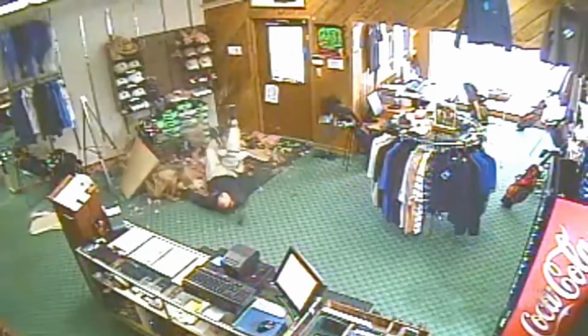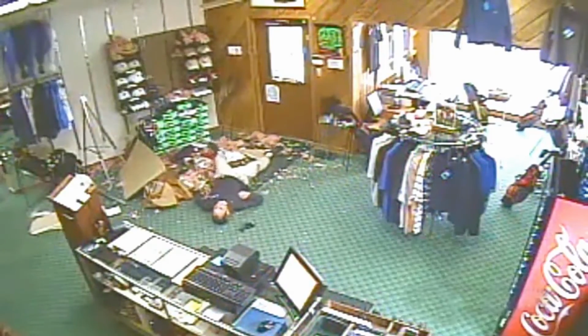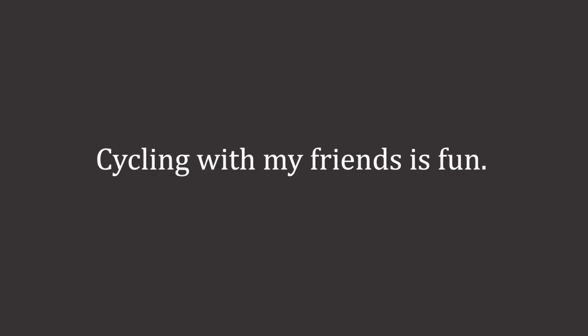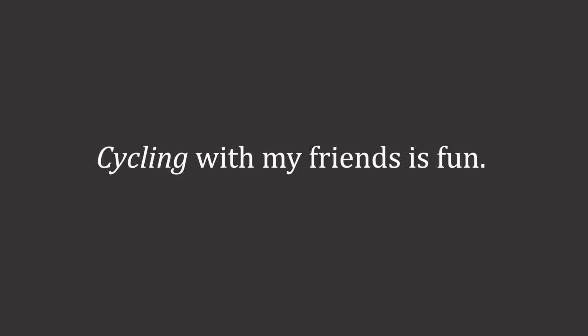Now, let's move on to the next verbal, which is the gerund. A gerund has another format. It has an ing at the end of the verb. For example, cycling with my friends is fun. Our gerund is cycling because it is a verb that has an ing in it.